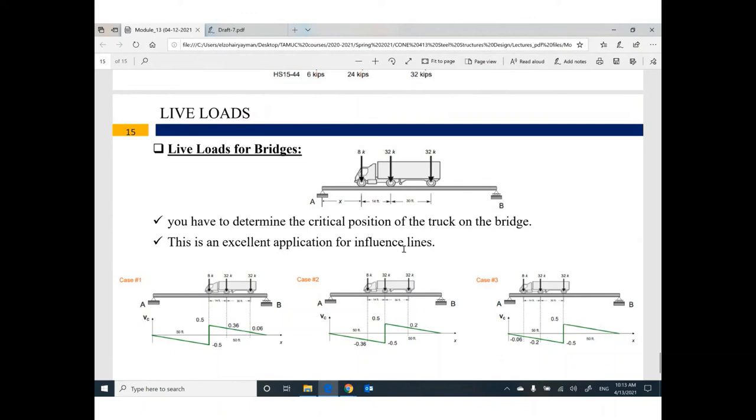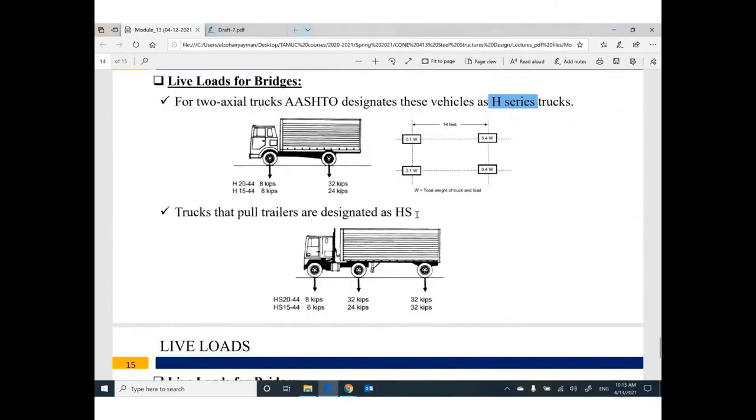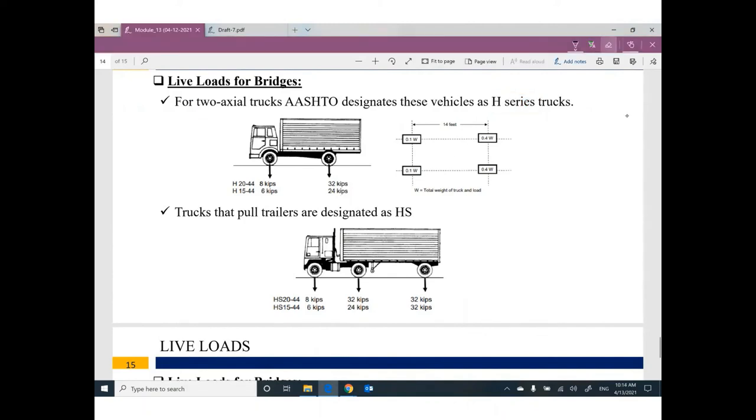So how to design? Right now we learned that H2 provides us with series of trucks. The first one is called H series, the second one called HS series. Based on the loads and the dimensions, remember, the distance between the front axle and the rear axle is 14 feet for the H series truck. The weight of the front axle is sometimes 8 kip or 6 kip based on the type of the truck. The rear one, 32 kip or 24 kip. That makes sense?